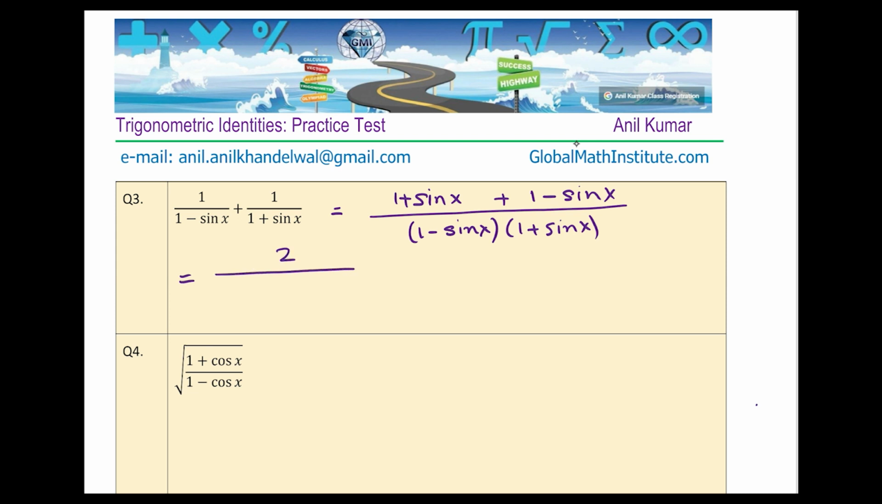Now this is a difference of squares. So 1 minus sine square x. And as we did earlier, 1 minus sine square x is cos square x. So that is equal to 2 times secant square x.